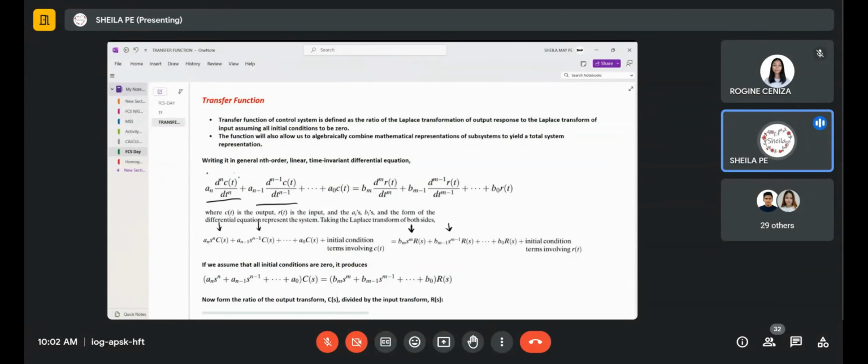Do you still remember? Wasn't that included in your exam? You still remember it? If you are given, for example, 2 d squared y over dt squared plus 12 dy over dt plus 12y equal to, let's put 3.